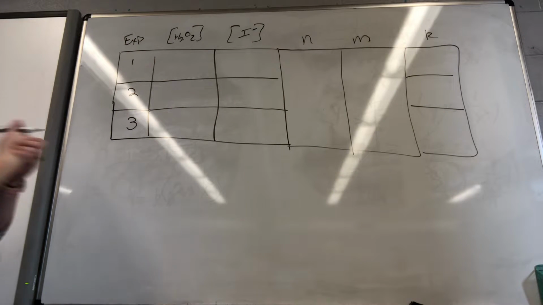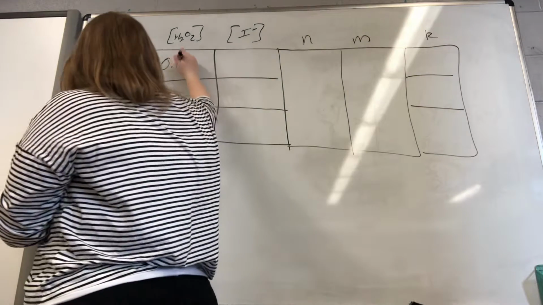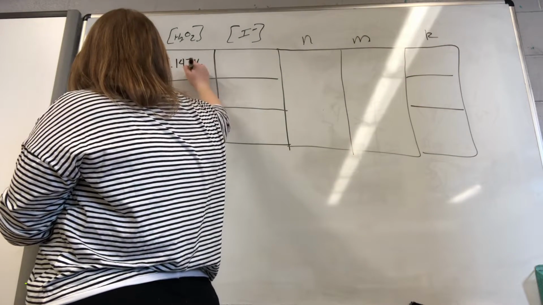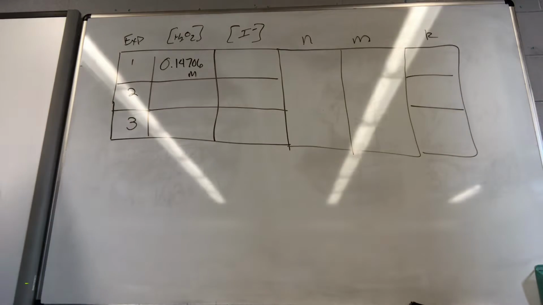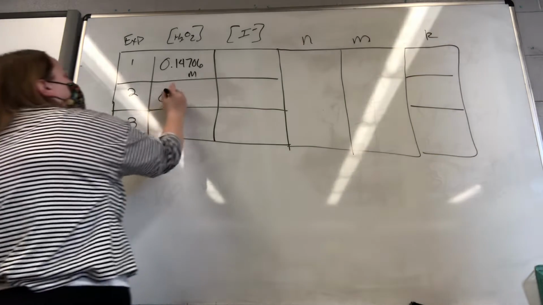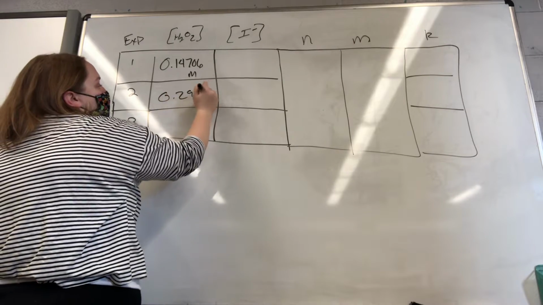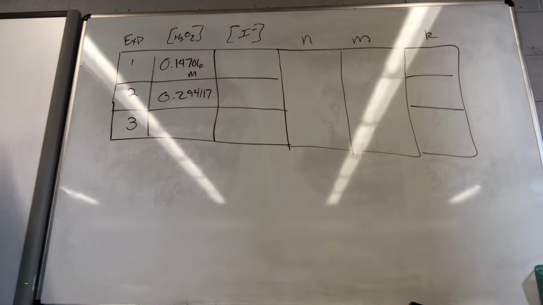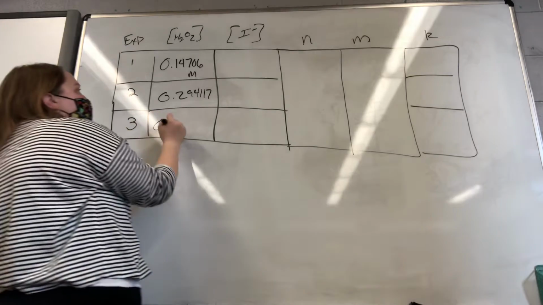Go ahead, Patrick. 0.14706. That's about right. What about experiment 2? 0.294117. Your numbers should be close, if not exactly the same. Okay. Experiment 3 should be the same as experiment 1.